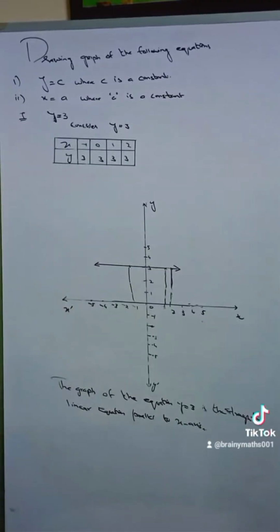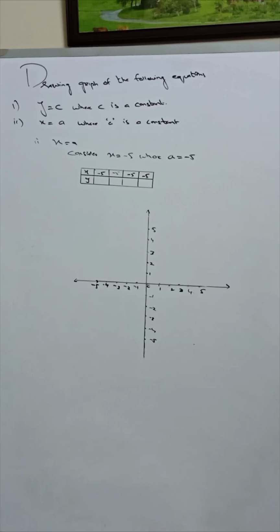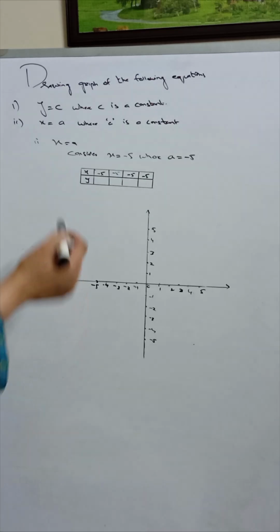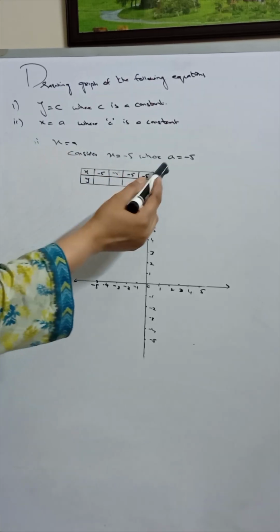I hope it's clear. Don't go anywhere, we will do the next question. x equals a, where a is a constant. It means a does not vary; a is stable. Suppose, like they have given us an example, x equals -5, where a is equal to -5.